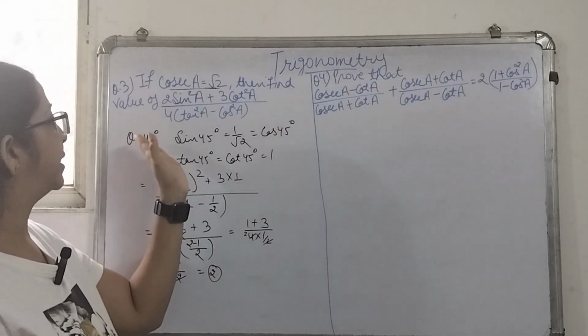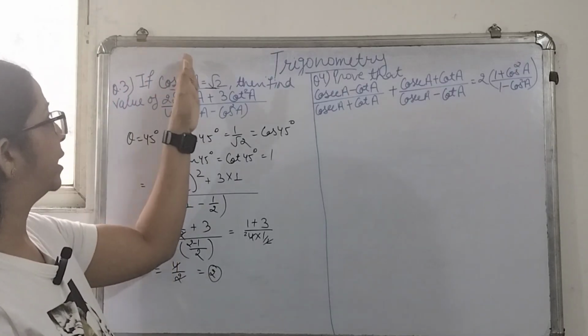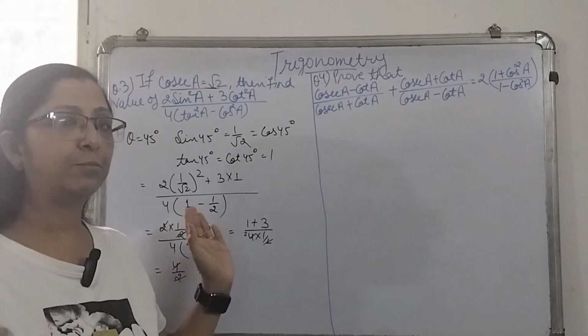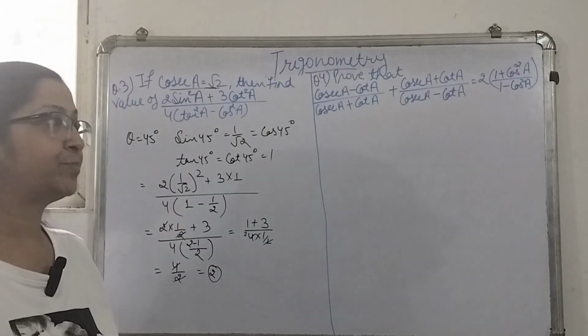We can find it either by finding the value of theta, or by finding all the sides of a right angle triangle. By that method we can also solve it.